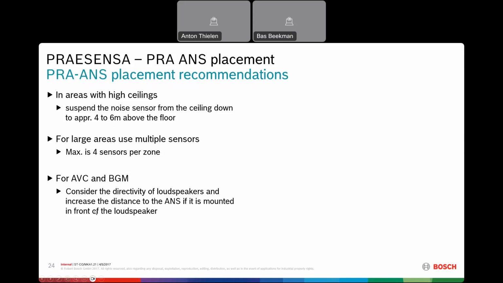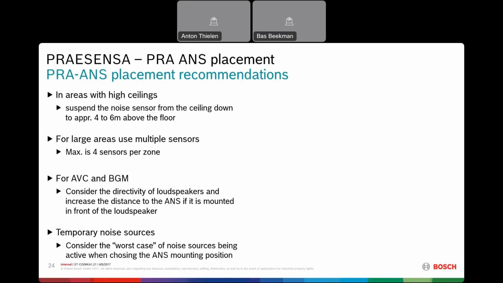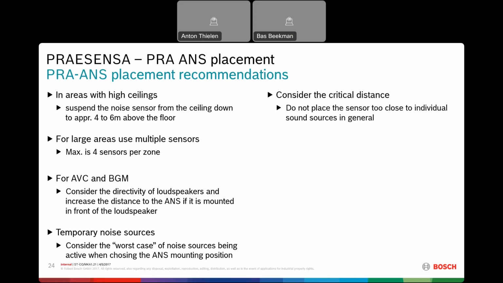For AVC and BGM, consider the directivity of loudspeakers and increase the distance to the ANS if it is mounted in front of the loudspeaker. That's what we just mentioned, so increase the distance with these factors. Then you might also have some temporary noise sources. Consider the worst case of noise sources being active when choosing an ambient noise sensor mounting position. So also when you do the measurements, consider these worst case scenarios.